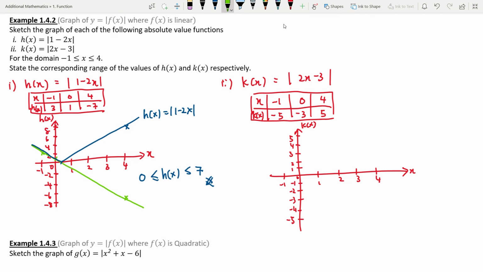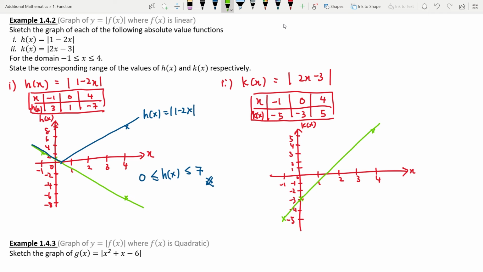Let's plot the graph. When x is -1, k(x) equal to -5. When x is 0, k(x) is -3. When x is 4, k(x) equal to 5. This is the graph of k(x) without the modulus.